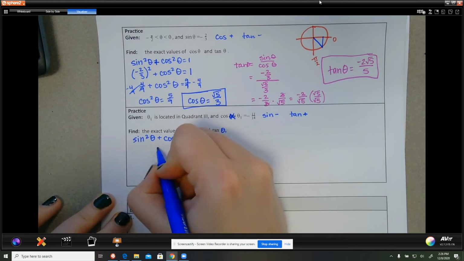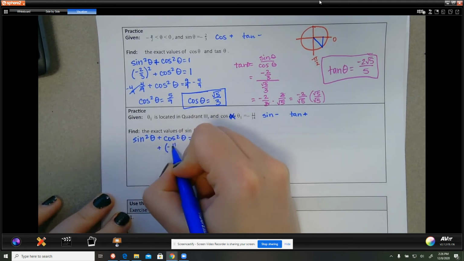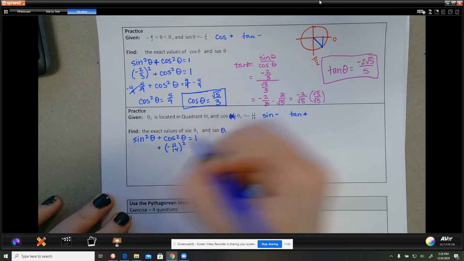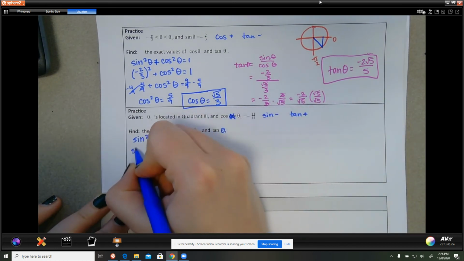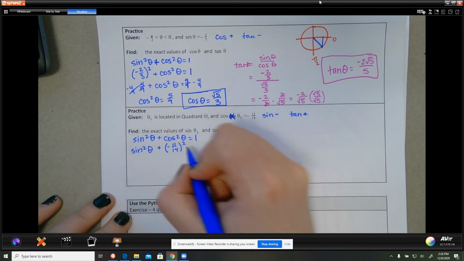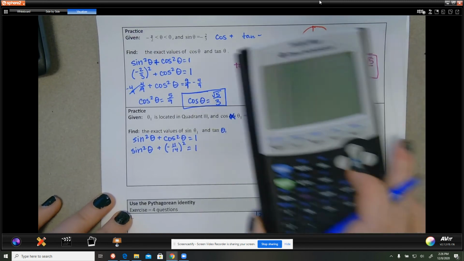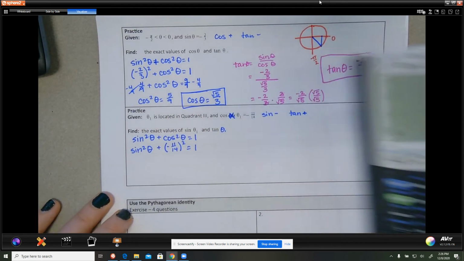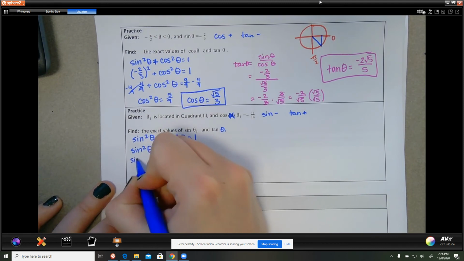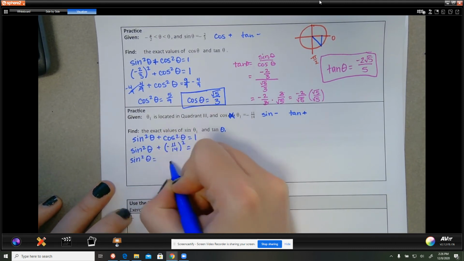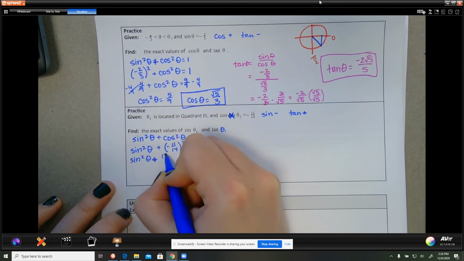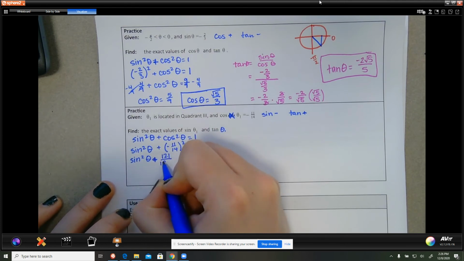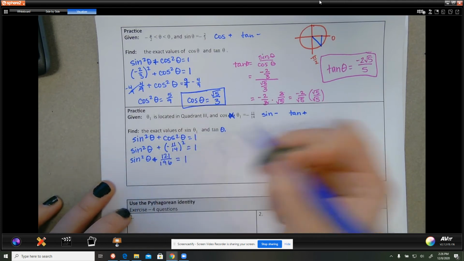I know my cosine is negative 11 over 14. I'm going to square that, and I'm looking for sine of theta. All right, so I can do 11 squared. You might know that off the top of your head, it's 121, but there it is. And then 14 squared is 196. So we have sine squared theta plus 121 over 196 is equal to 1.